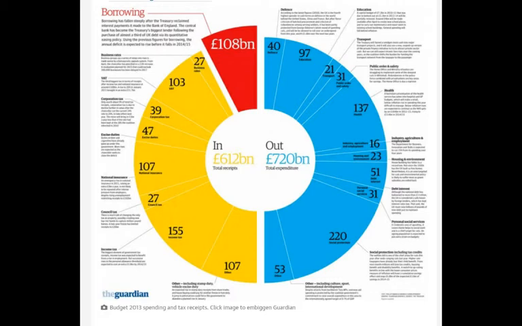So this is taken from The Guardian. You might have to zoom this out to full screen to actually be able to see this properly. It's quite detailed, but the main bits are really important. Basically, on the right-hand side you have all of the different forms of government expenditure, and on the left-hand side you have the different forms of government income.